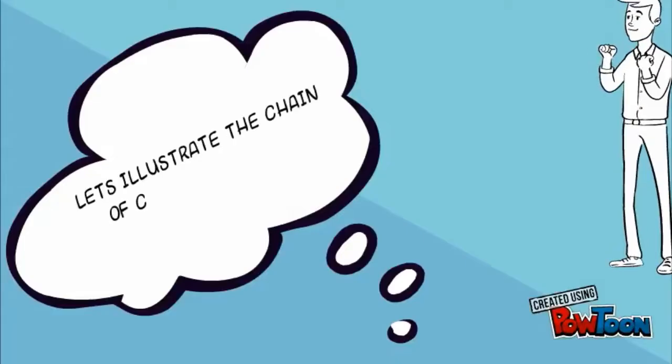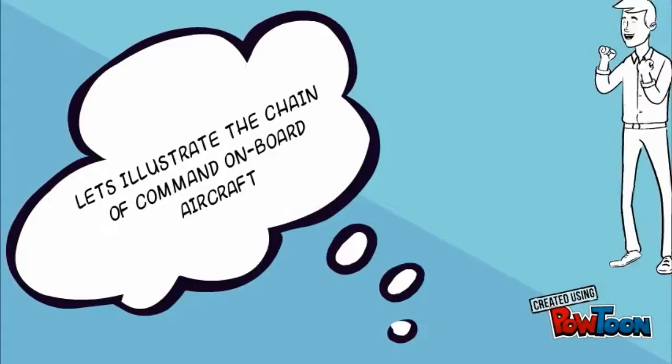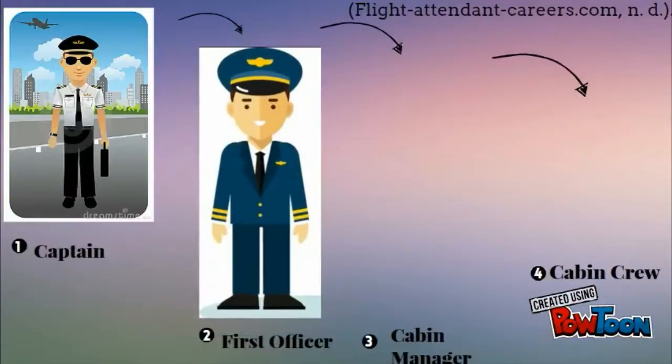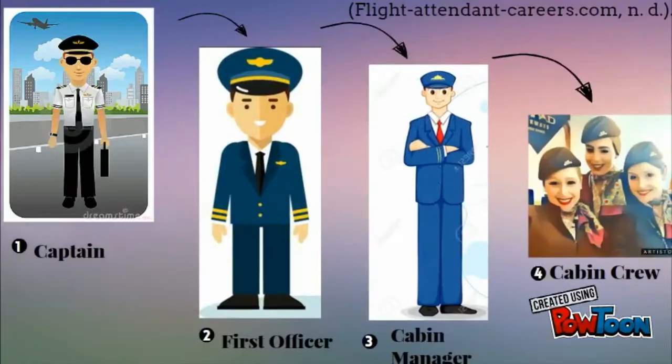Let's illustrate the chain of command on board an aircraft. First, you have the captain. Second, first officer. Third, the cabin manager. And fourth, the cabin crew.